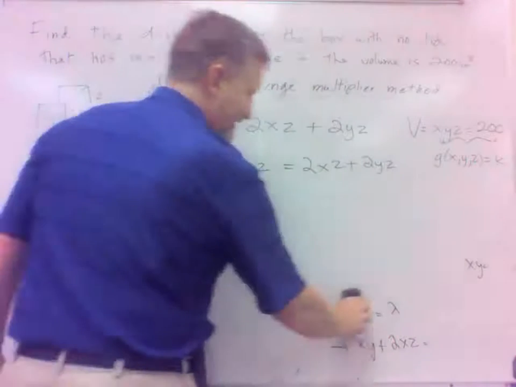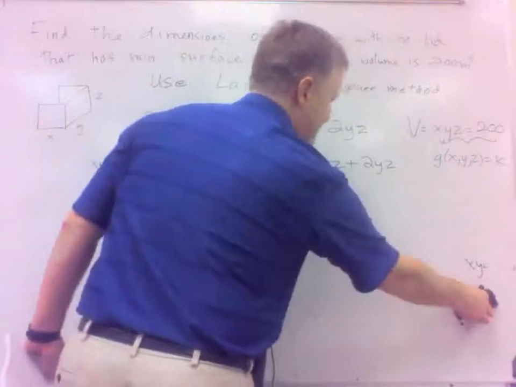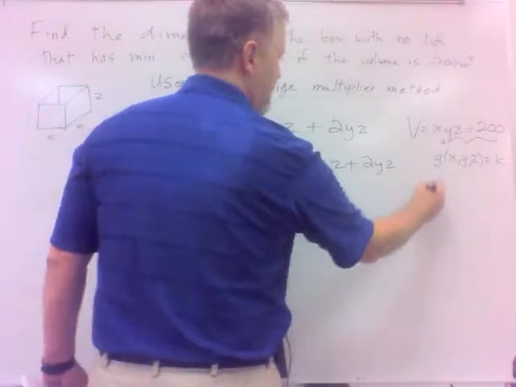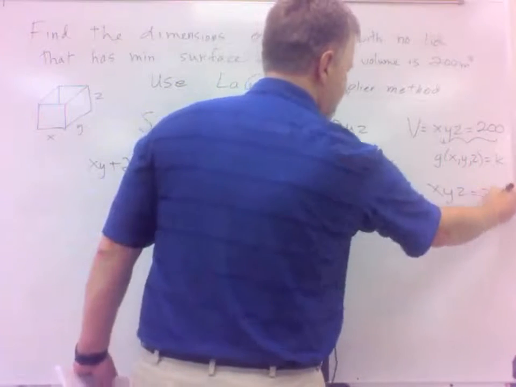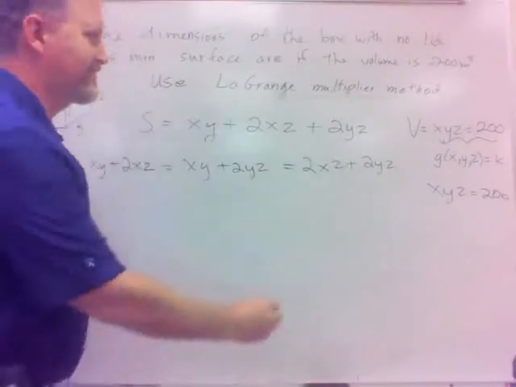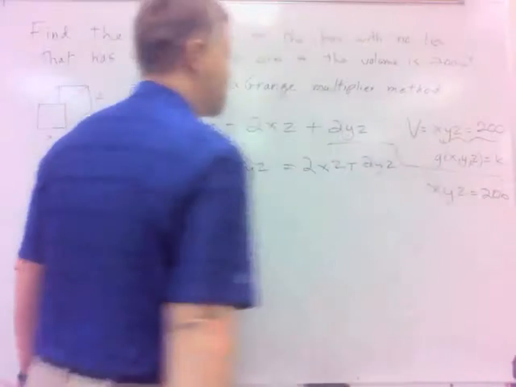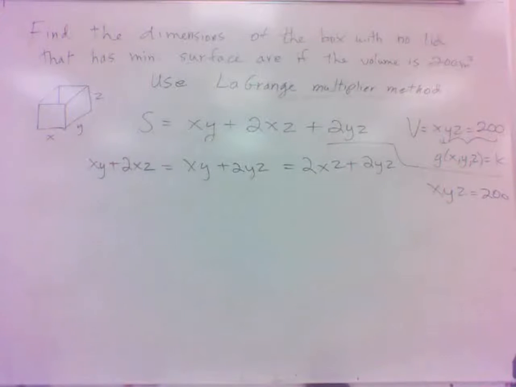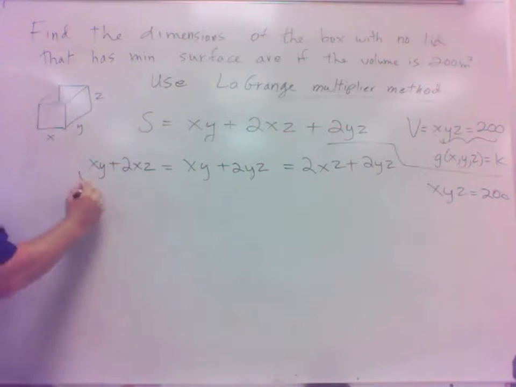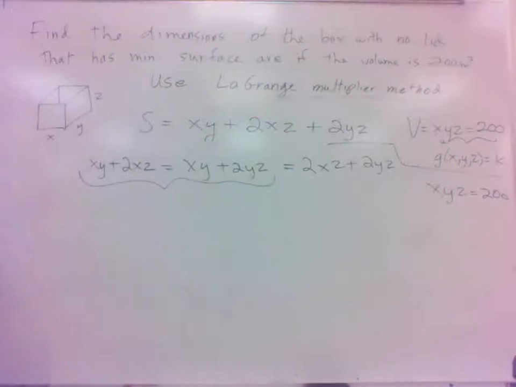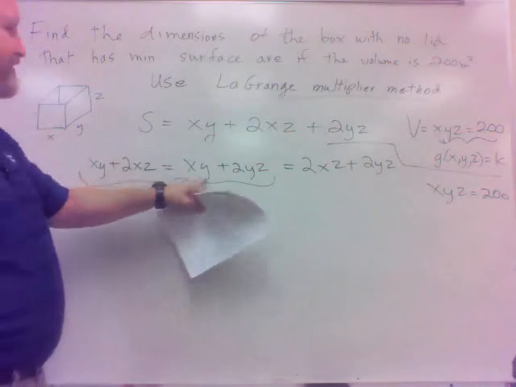And we also have xyz equals 200, which eventually we'll get to. We'll use that. We haven't used that one yet. All right, so what are we going to do here? Well, I notice about the first two that I have something in common. They both have an xy in them. So I have xy plus 2xz equals xy plus 2yz.